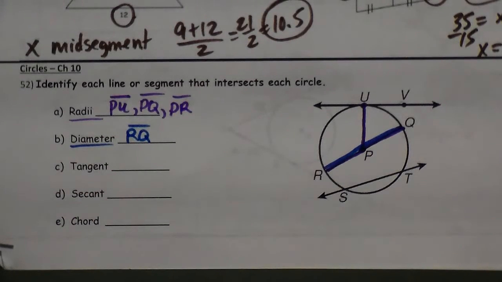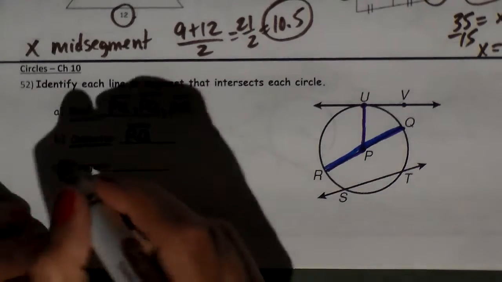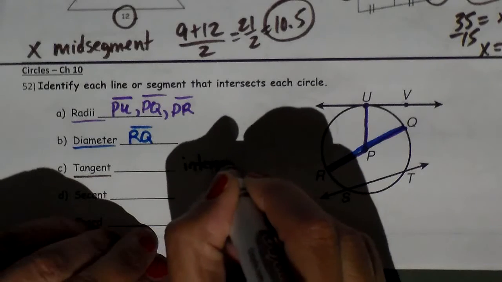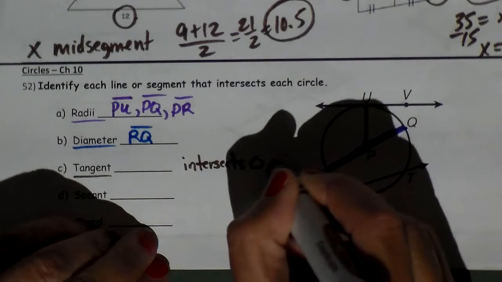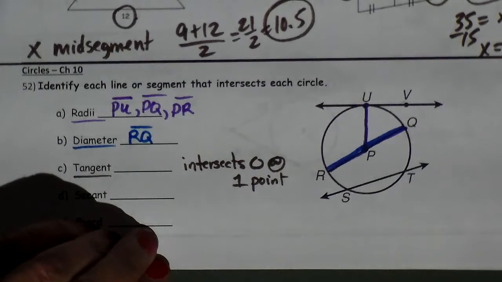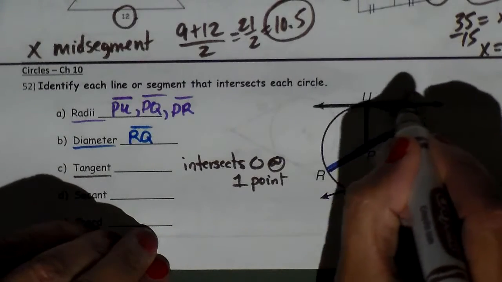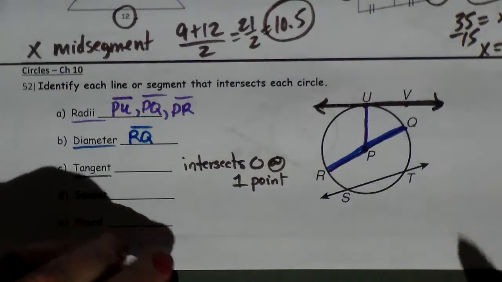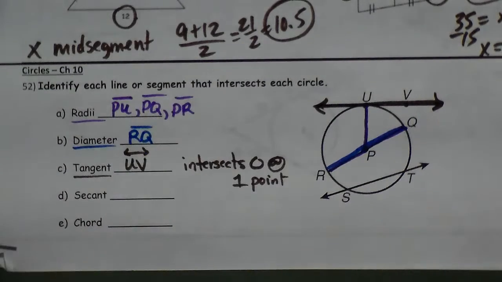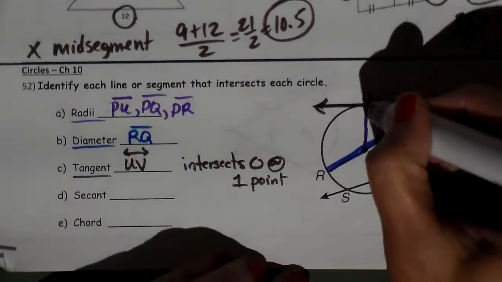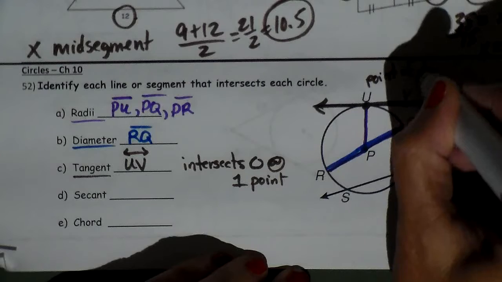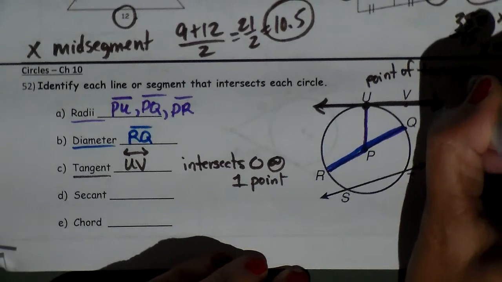Okay, so now let's look at the tangent. Remember, a tangent intersects the circle at one point. So we only have one of those, and that's this line right here, line UV. Okay, line UV, that's our tangent. And U is the point of tangency. If you remember that, that's what we call it, the point of tangency.